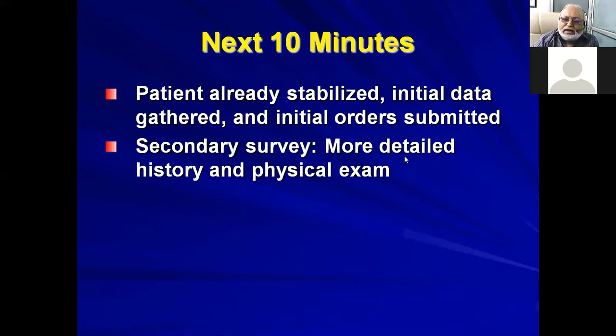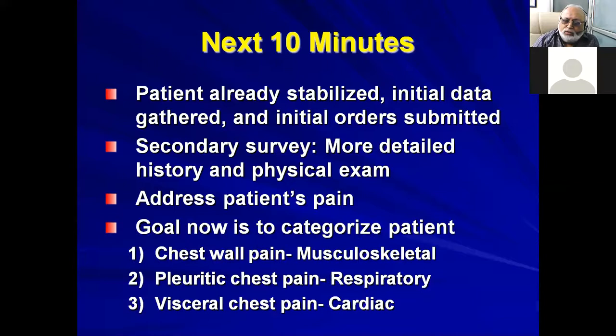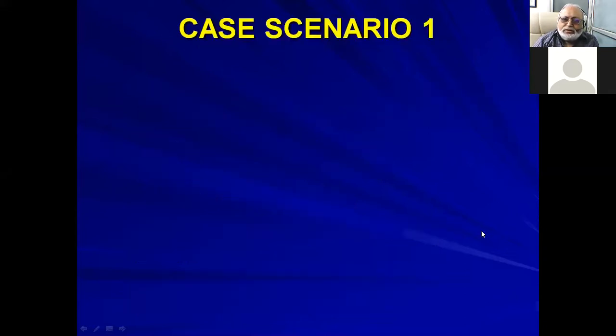Then you make a secondary survey. You go for a more detailed history and physical examination. You address the patient's pain. Now the goal is to categorize the pain. Is it a chest wall pain that is musculoskeletal in origin? Is it a pleuritic chest pain that is respiratory in origin? Or is it a visceral chest pain that is cardiac in origin?